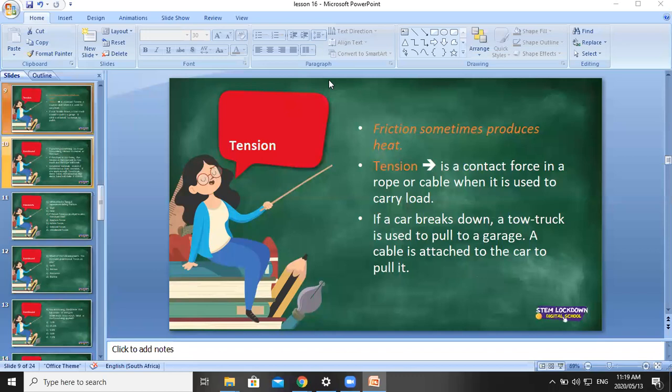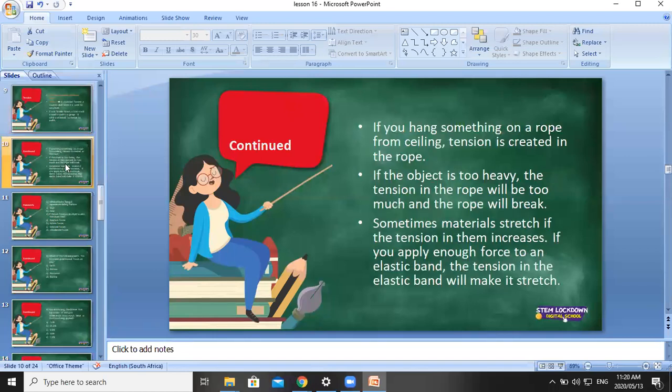What is tension now? If a car breaks down, I've given that example. What else can we look at now? If you hang something on a rope from the ceiling, for example, tension is created in the rope. There's always a tension, like at your house's chandeliers, or at your school, if you are making a concert and you put some decoration on the ceiling using a rope, there will be a tension on that rope. If the object is too heavy, the tension in the rope will be too much and the rope will break. When you are hanging something heavy, the ceiling may come down as well, and that is because of the tension.